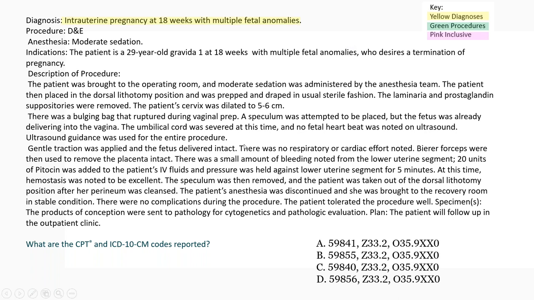The keywords: the diagnosis is intrauterine pregnancy at 18 weeks with multiple fetal anomalies. The procedure performed is dilation and evacuation. Moderate sedation was given to the patient. The laminaria and prostaglandin suppositories were removed. The patient's cervix was dilated. A speculum was attempted to be placed, but the fetus was already delivering into the vagina. So, coders, just have a look at this particular portion: the fetus was already delivering into the vagina. This is going to be key in solving this scenario. Ultrasound guidance was used for the entire procedure. The speculum was removed. And the correct answer to this tricky question as well is going to be option B.